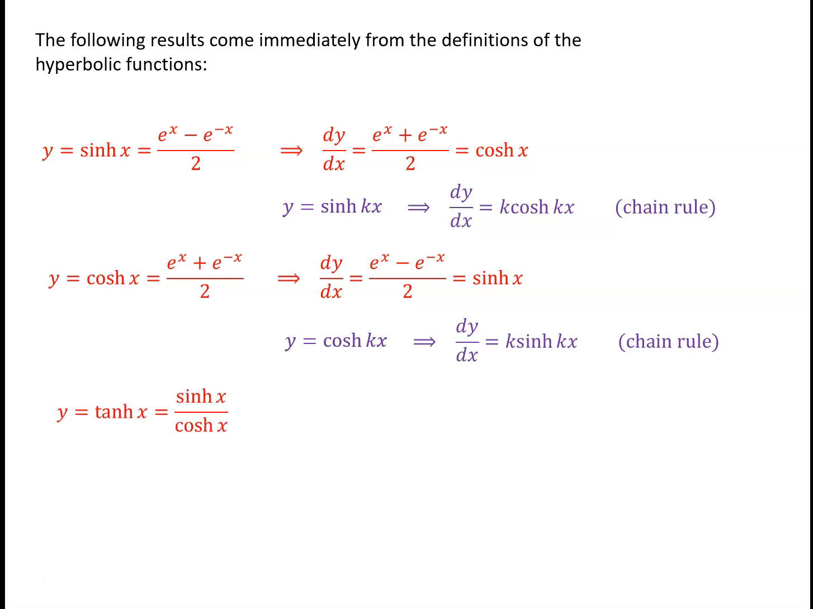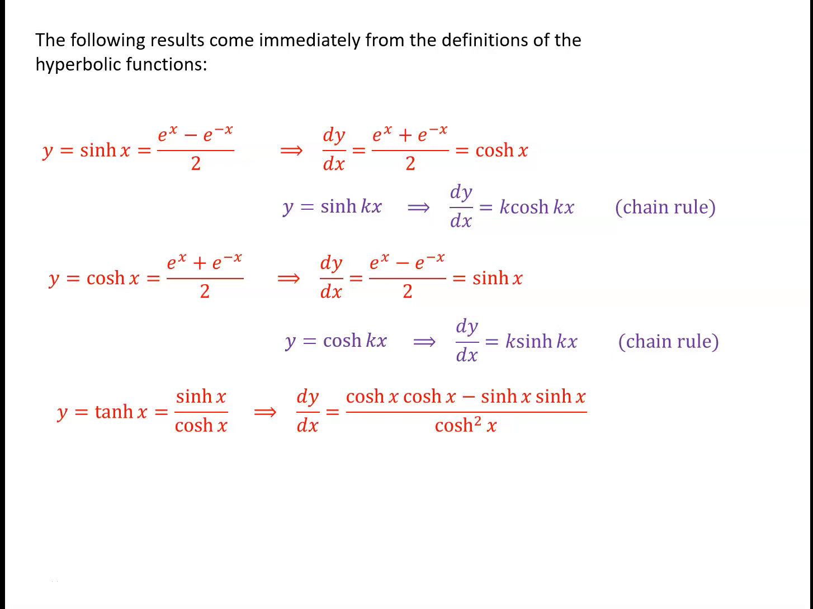If we have y equals tanh x, which we know is sinh x divided by cosh x, then we can use the quotient rule to find the derivative of tanh x. So differentiating the sinh x, we get cosh x times by the denominator, which is cosh x. Then we've got to take away the sinh x left alone, times by the derivative of the denominator, and the derivative of cosh x is itself sinh x.